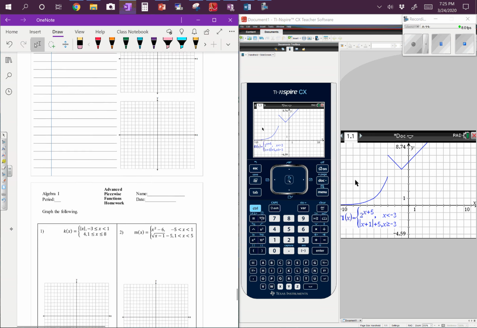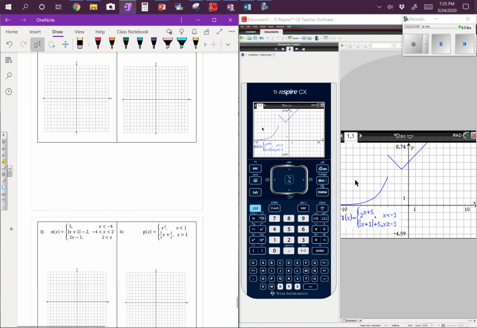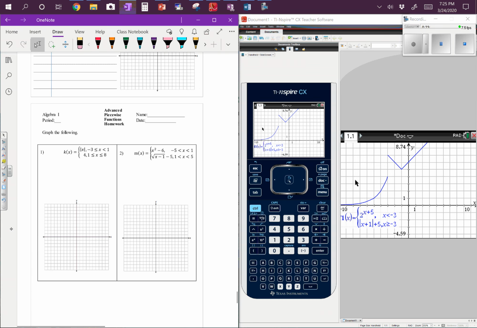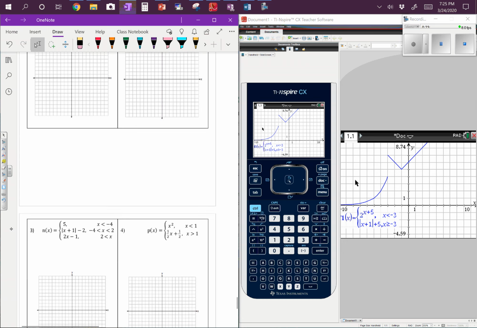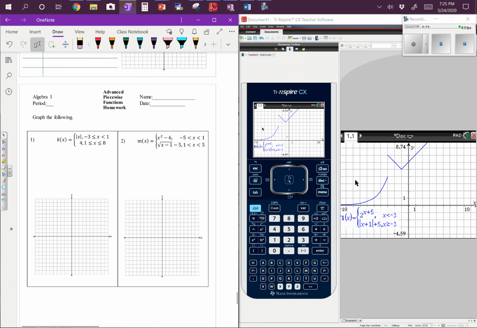I'm concerned about that. All right, so for your homework, I just want you to try number 1 and number 2. Number 1 and number 2, we've got absolute value graphs, square root graphs, quadratics, linears, good stuff. So just 1 and 2 for homework tonight.